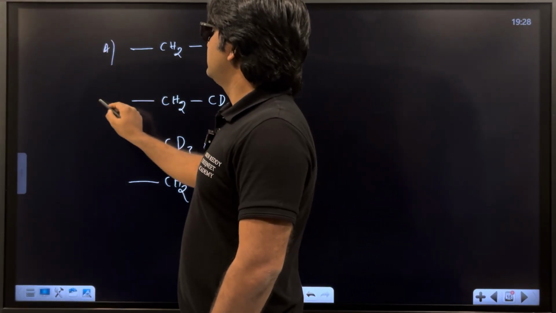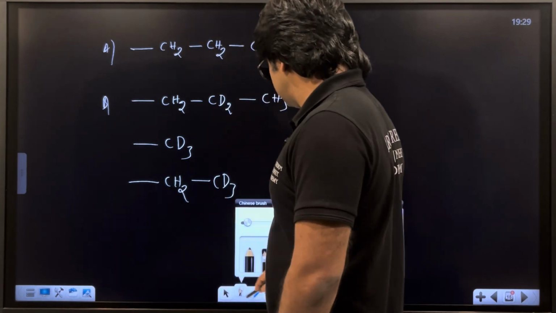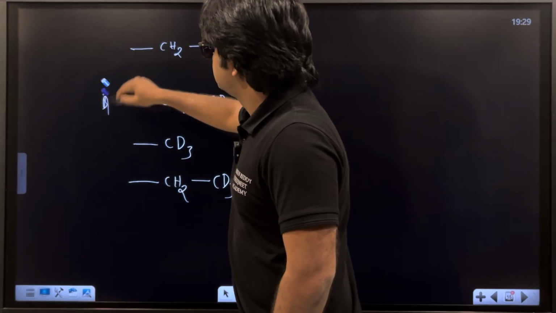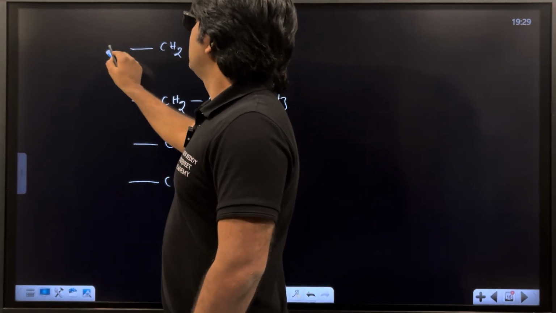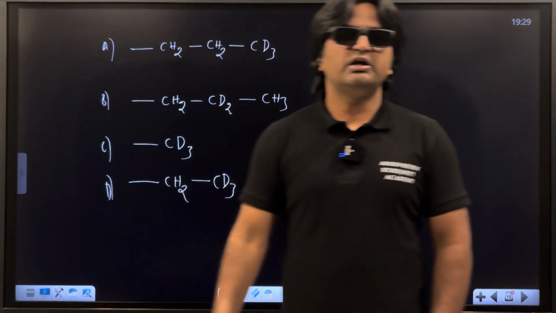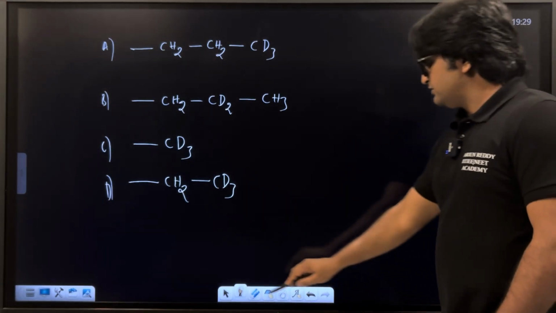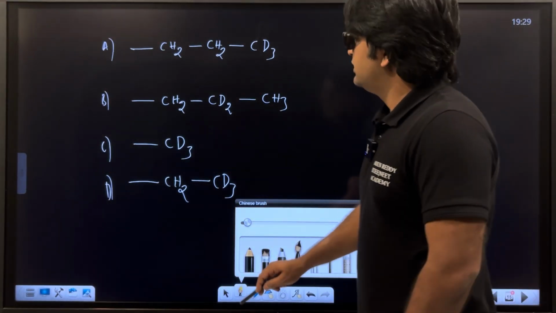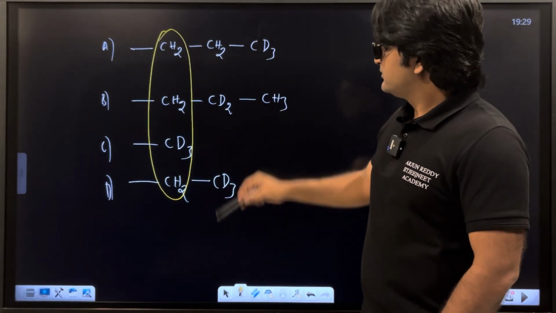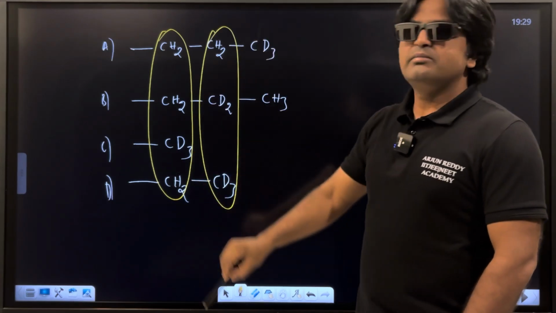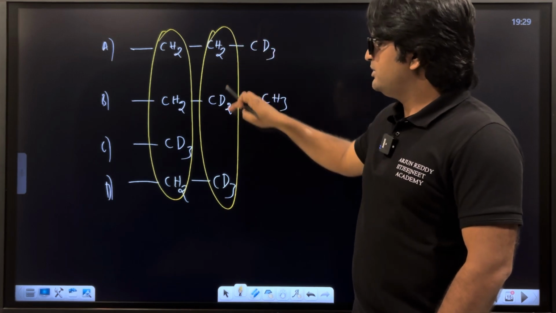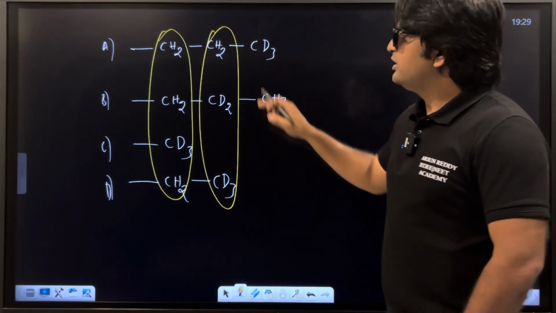Just I am giving like this: A, B, C and D. How are we giving priorities? First of all, from the connectivity point of view, is the atomic number of carbon same or different? Atomic number same. Next, come to the second connectivity, atomic number same or different? Same atomic number. And there is an extension in A and B.